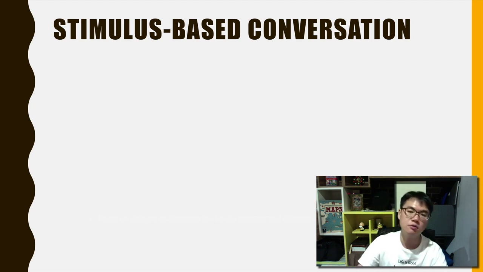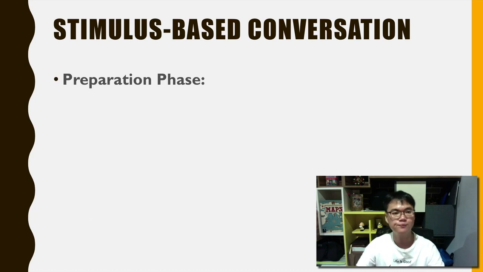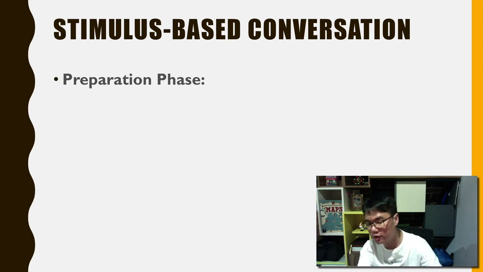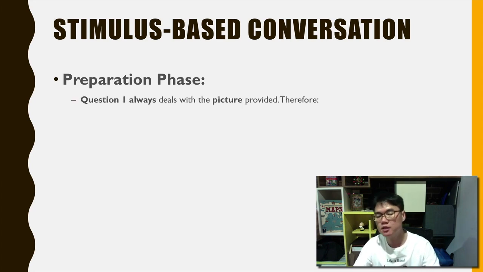Alright, so let's go into stimulus-based conversation. Remember, in the preparation phase, in the 5 minutes, as you're looking at the text, you're also thinking about the picture and the related themes. Always remember that the first question the teacher asks you will always be about the picture. It will always start with, look at the picture. Tell me what you think. It will always follow this format. So what does that mean?